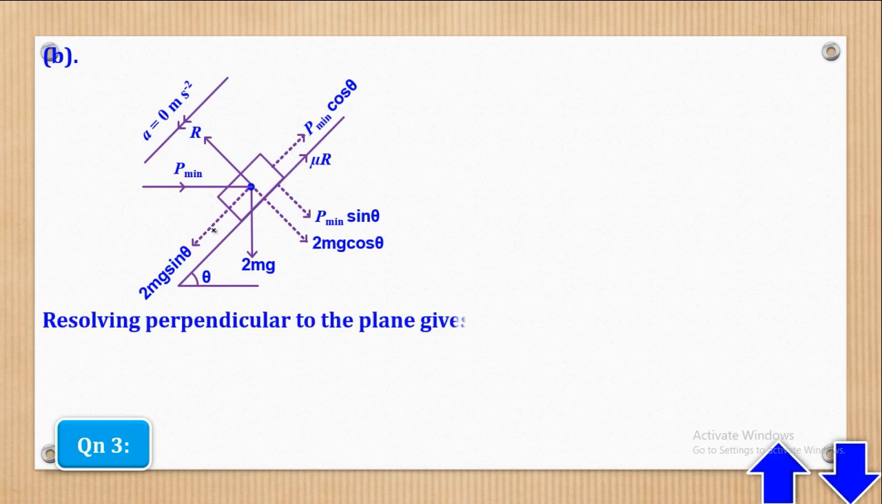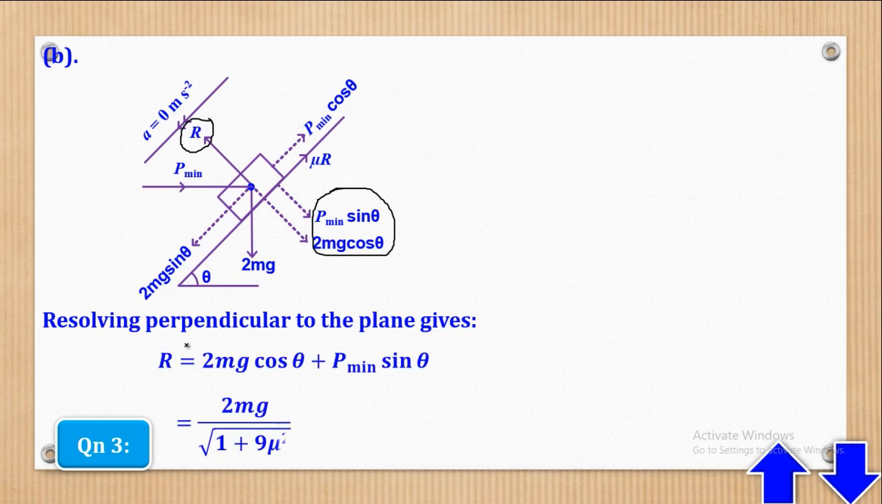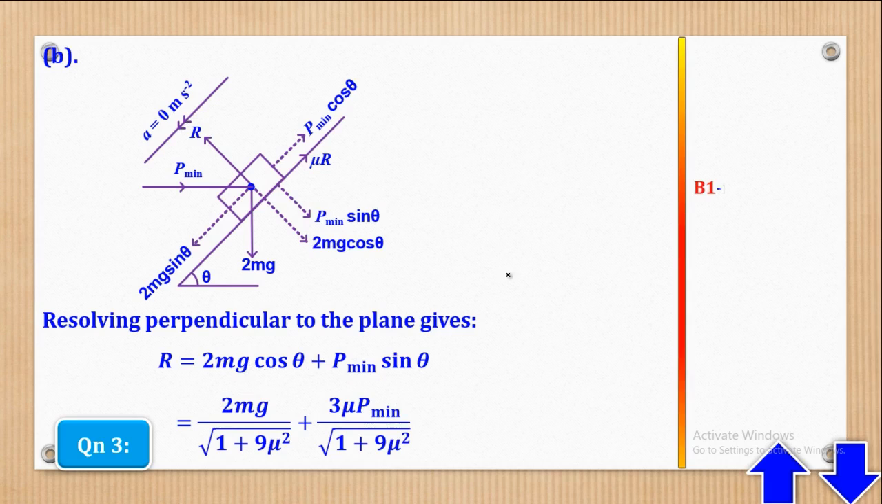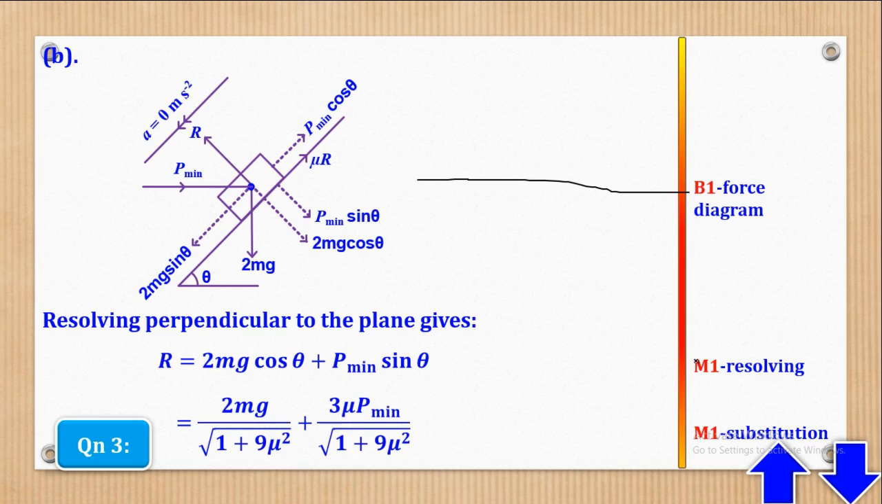Now we are going to resolve perpendicular to the plane. So perpendicular to the plane, we shall say R is equal to these two forces. So we shall come and write that. When I substitute for cos theta and for sin theta, I'll come up with that. Now before we go to the next slide, let's first see marks for this slide. So B1 for correct force diagram drawn using a ruler, M1 for resolving, and M1 for substitution.